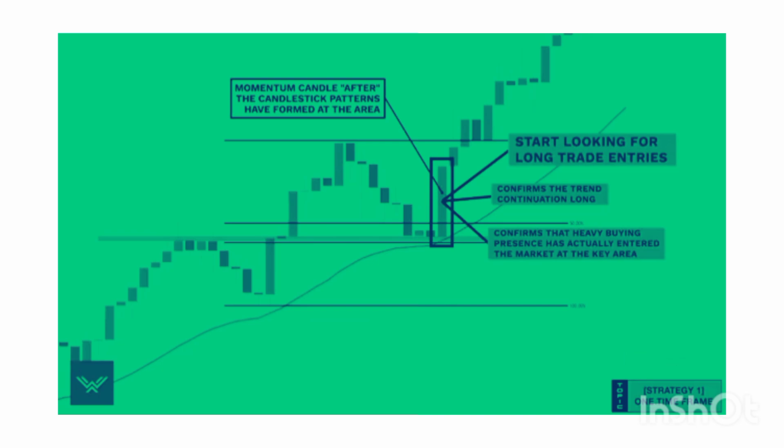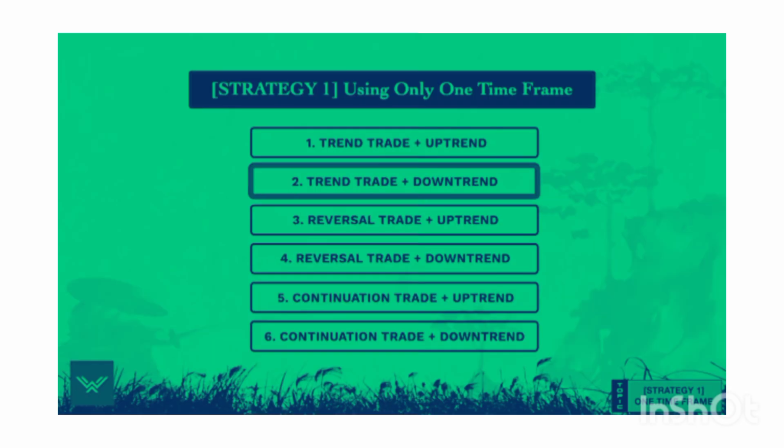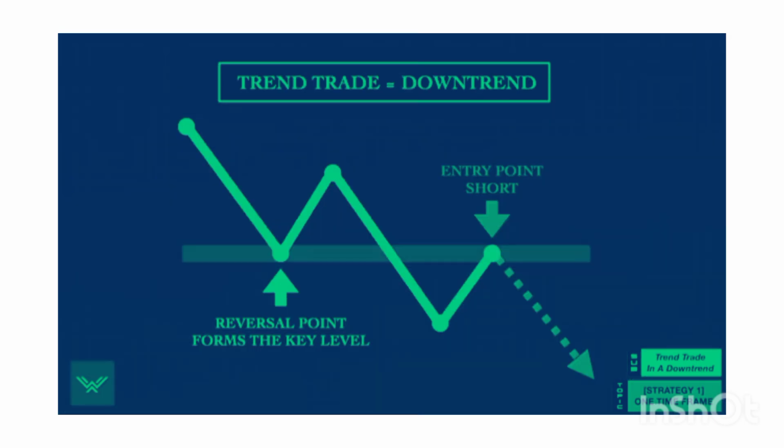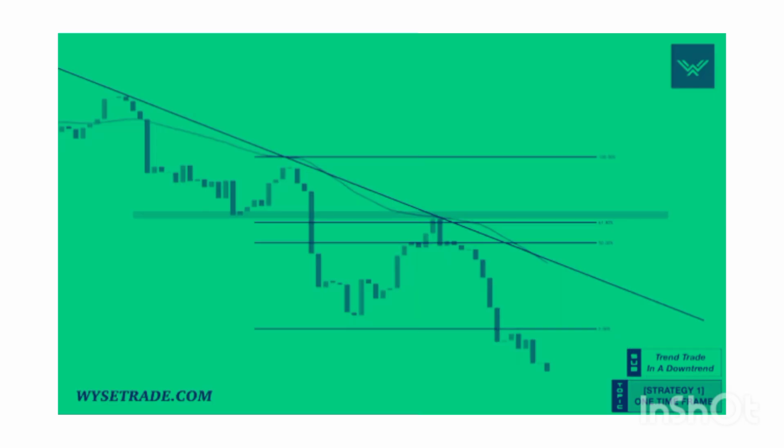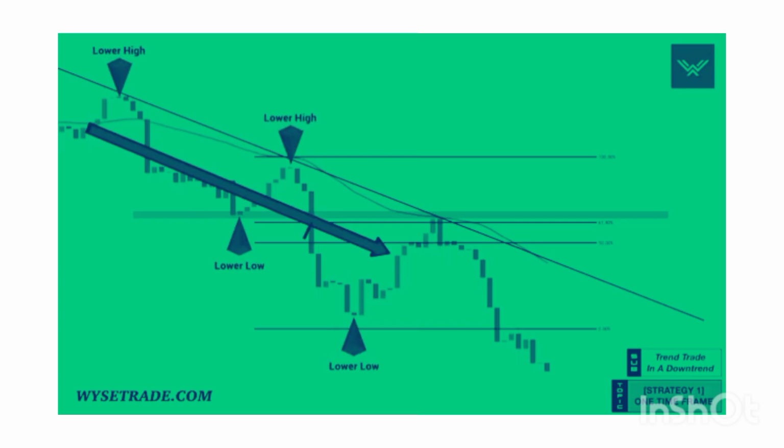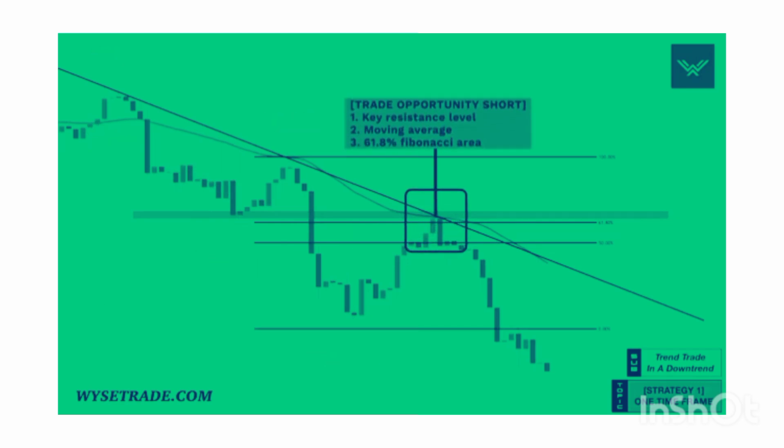So going in the opposite direction, a trend trade in a downtrend. Here is the anatomy of the variation. Now on the charts, clear moving downtrend through the lower highs and lower lows. This here is your area of confluence and where the trade opportunity presented itself.